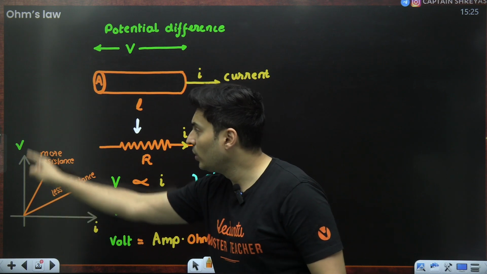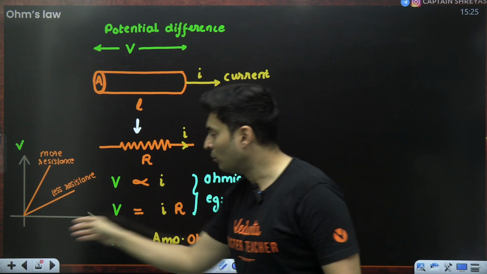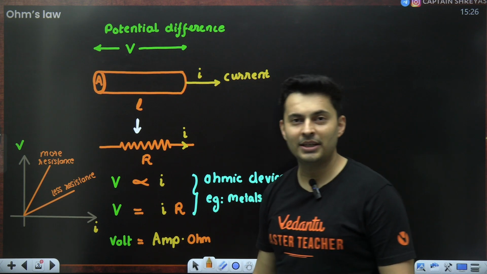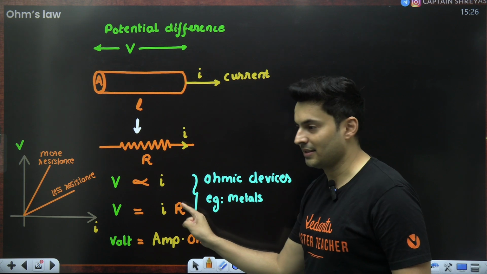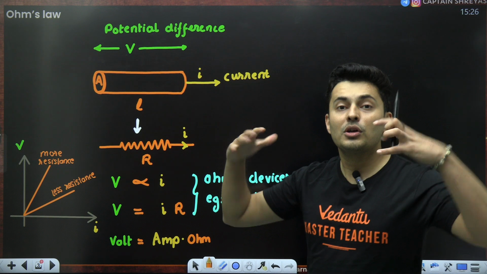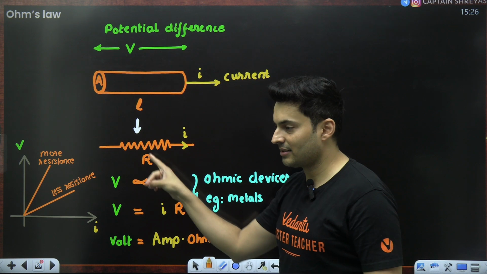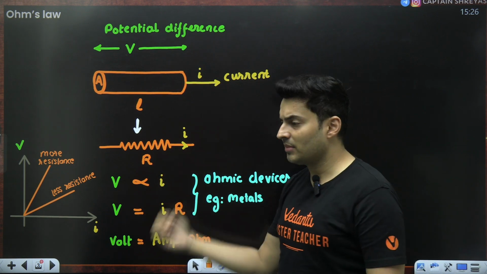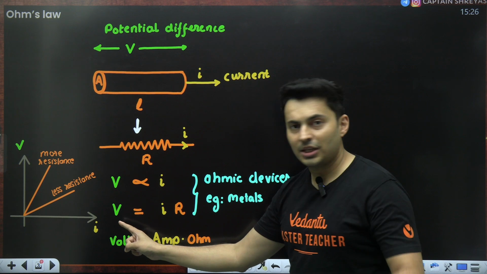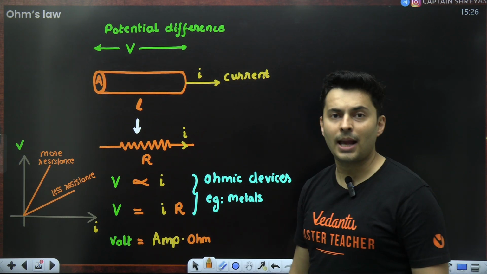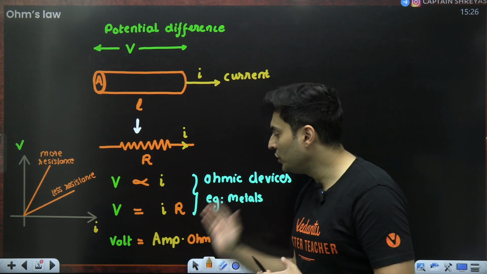So he saw voltage is proportional to the current. More voltage, more current. Less current, less voltage. And that constant of proportionality is called resistance. How much it does not like the current to pass is the resistance. This is the symbol of a resistance. Any conductor will have some resistance. And voltage is measured in volts, current is measured in amperes, resistance is measured in ohms. So that's the unit of it.